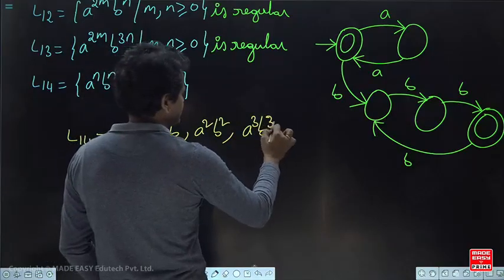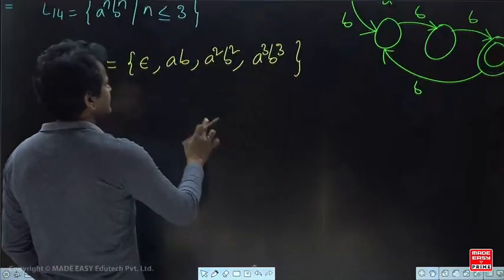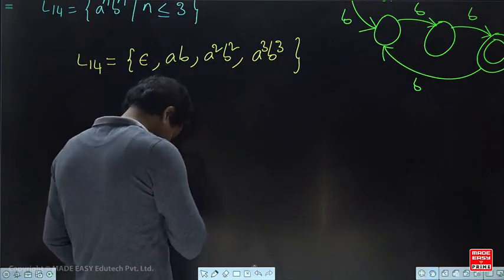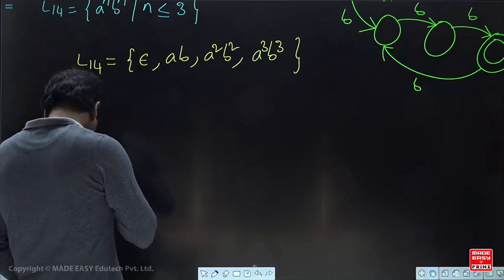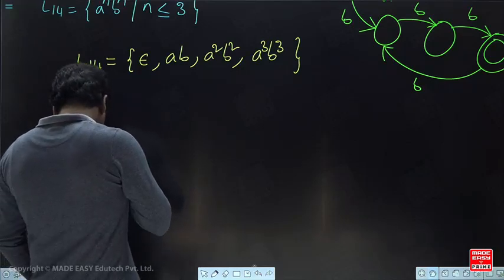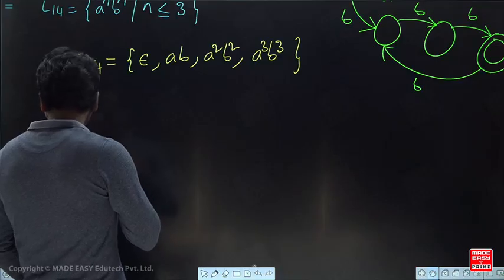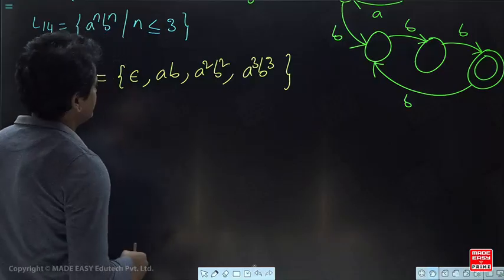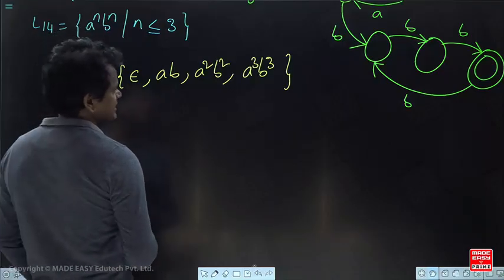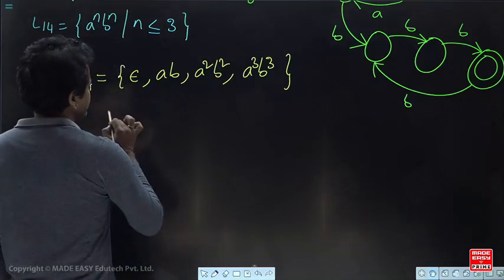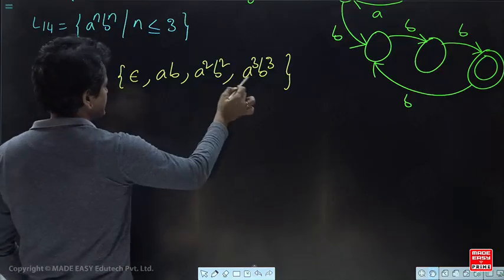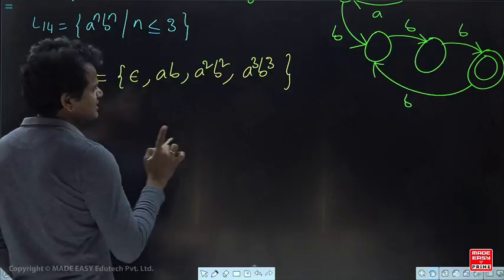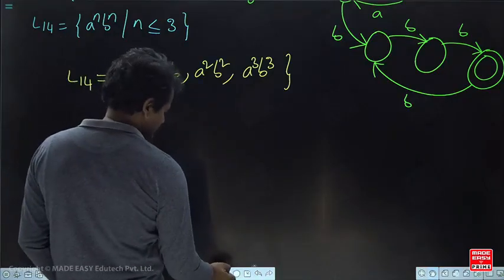So guys, if I can construct a finite automata which accepts all these strings at the same time, and if it doesn't accept any other strings, then it will be regular. I repeat, if I can consider a finite automata which accepts every string of this language, and at the same time doesn't accept any other string, then the language is said to be regular.